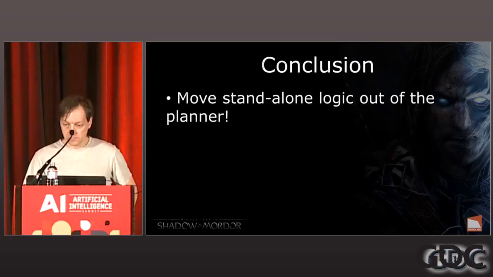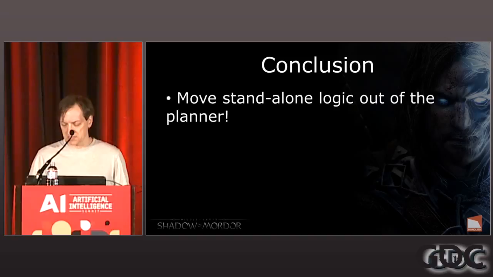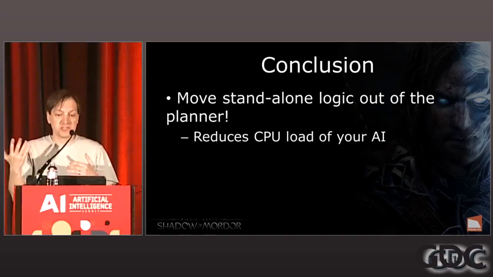I'm going to conclude on that. I'm going to urge you all, whether you're using GOAP or not, look at your planners and see if there's logic that you can maybe move out to either lower level systems or higher level systems. Doing so, I almost guarantee it's going to reduce the CPU load of your AI. These systems that you'll be moving things to probably will handle that logic quicker, more efficiently. And you'll also find improving your behaviors becomes easier.